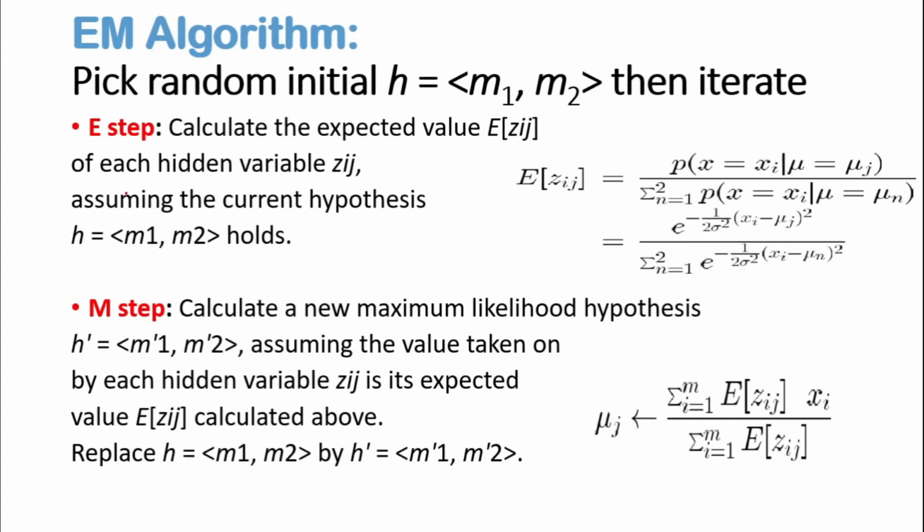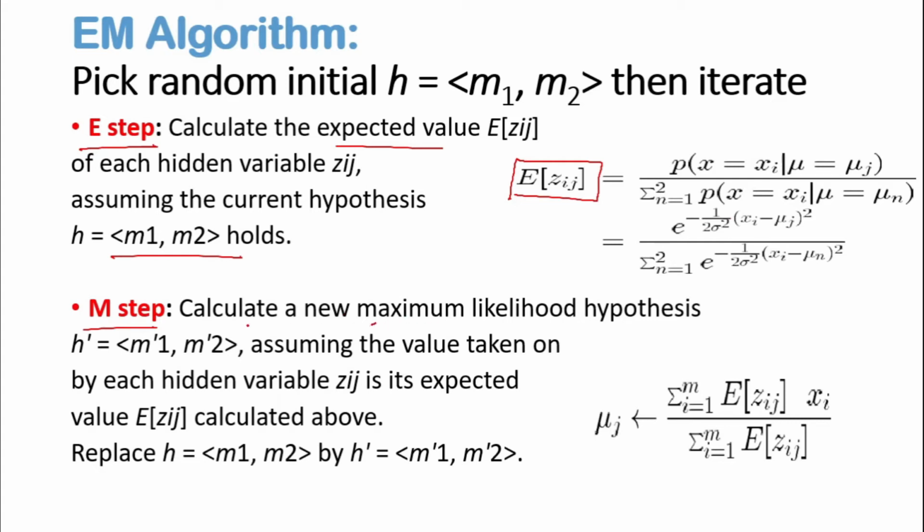What is the EM algorithm? The EM algorithm has an E step and an M step. The E step is calculating the expected value by randomly taking the means of the objects, that is h equal to m1 and m2, and this is the formula used to calculate the expectation. The formula goes like this.